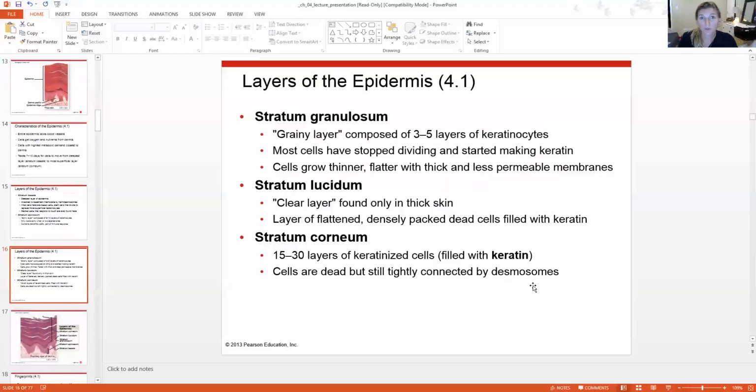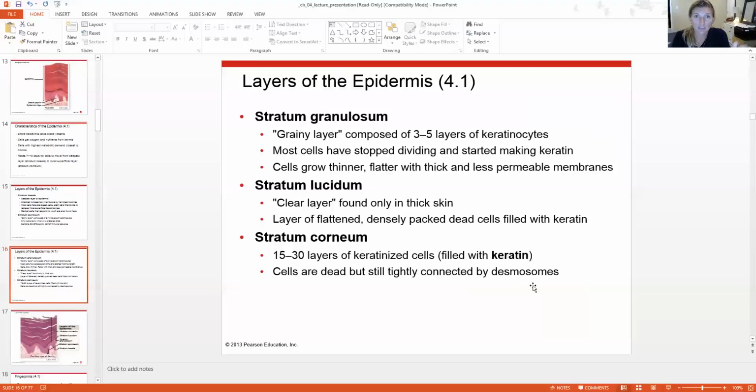The stratum lucidum is only in the thick skin, the palms and the soles. And this is, again, just another flat layer of dead cells. And then the very top layer is your stratum corneum. That's what you see. That's what you can touch. And this is where the cells are completely filled with keratin.